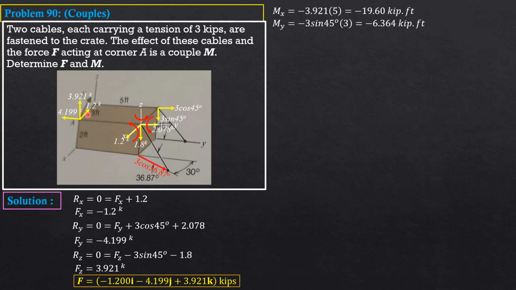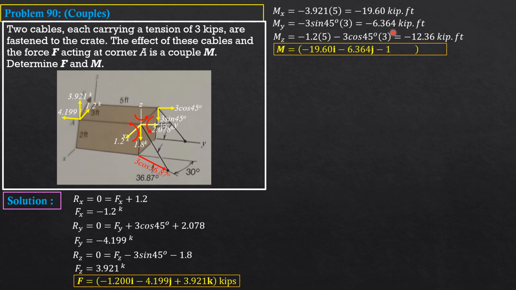So negative 1.2 times 5, negative 3 cosine 45 degrees times 3. So that's the moment about z. And it is negative 12.36 kip-feet. Therefore, in vector form, moment M is negative 19.6i, negative 6.364j, negative 12.36k kip-feet. So that's it for this problem.